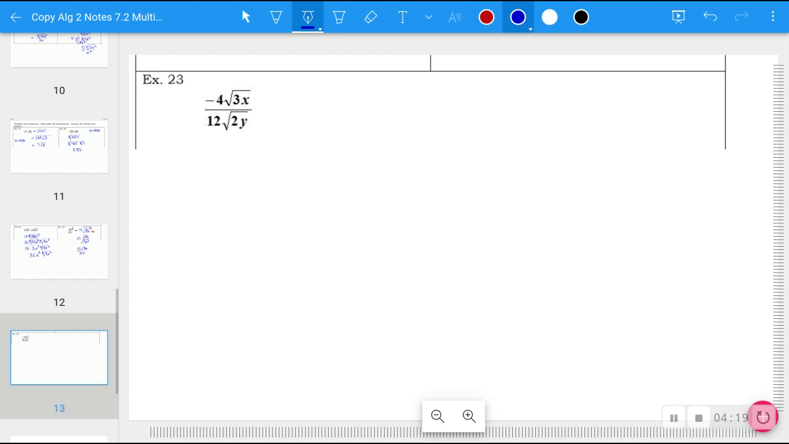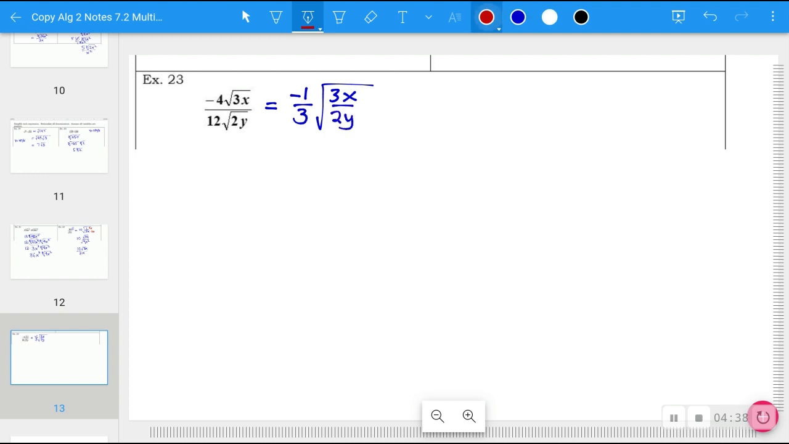Okay, we have problem 23. And right away on the outside, I see that I can simplify these numbers here by dividing by 4. I'm going to do that right away. So I'll get negative 1/3. And I'm going to go ahead and put these square roots together.